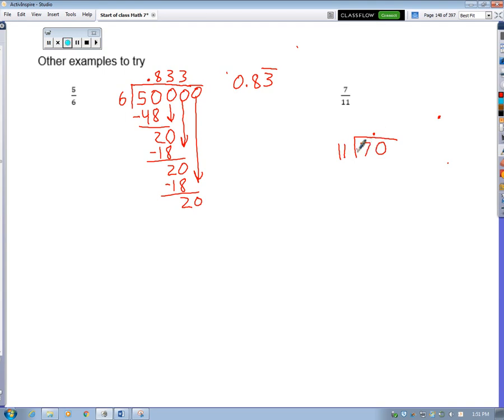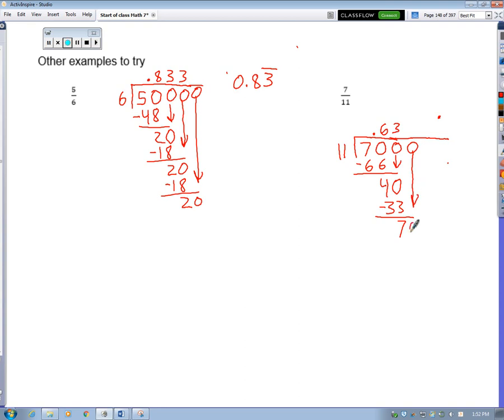11 goes into 70 6 times. That's going to be 66. 11 times 6 is 66. Subtract that. That's going to give me 4. I got a remainder, so hit it with another 0. Bring that down. 11 into 40. That's going to go in there 3 times. Let me extend this out a little bit. 11 times 3, 33. Subtract that. Gives me 7. Still have a remainder.